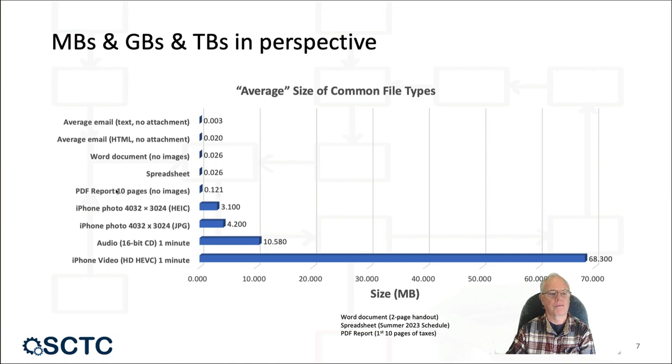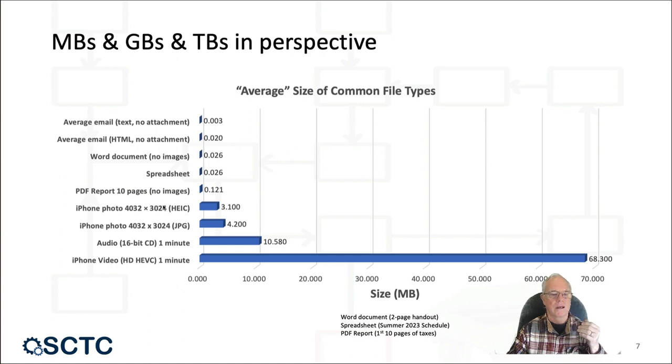PDF is a portable document format. This actually happens to be the first 10 pages of my tax return. So I ripped those 10 pages out and measured it. It's 121 kilobytes.